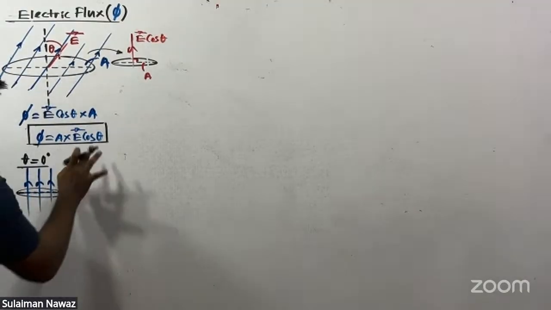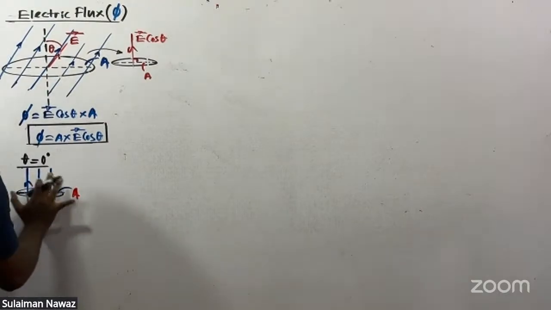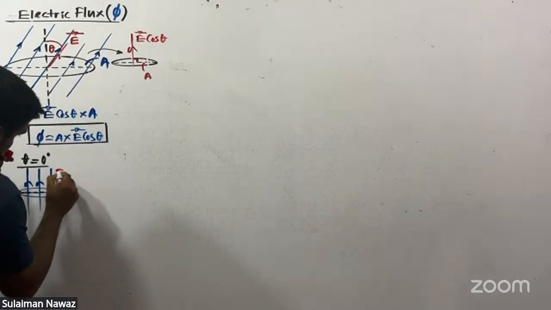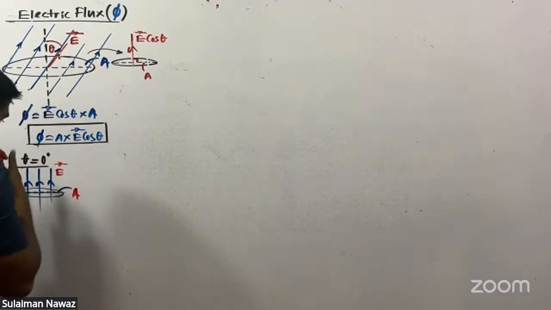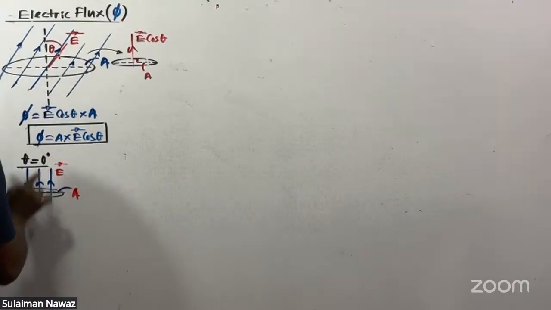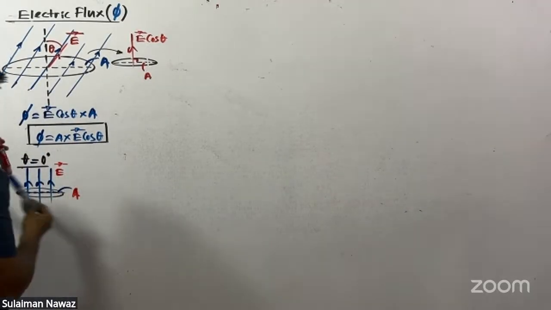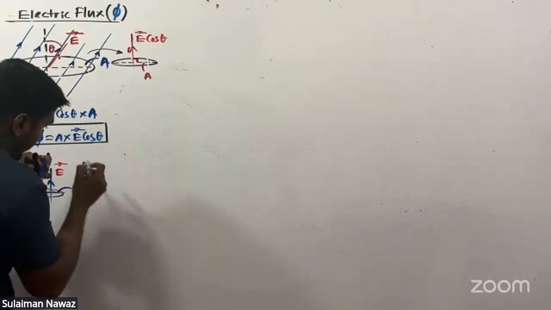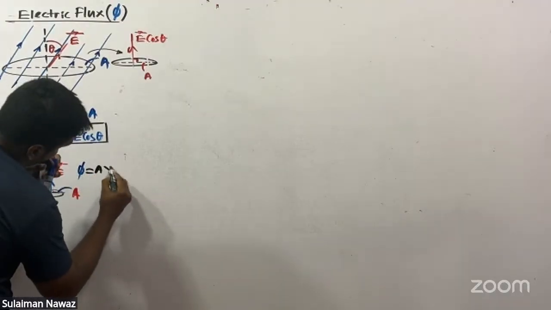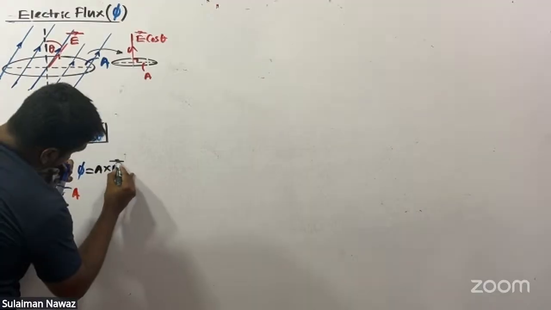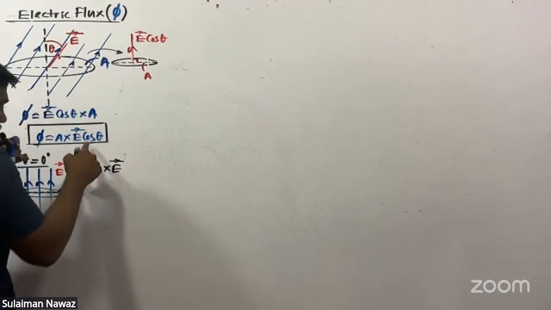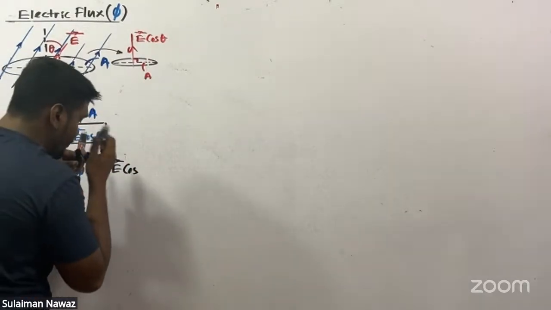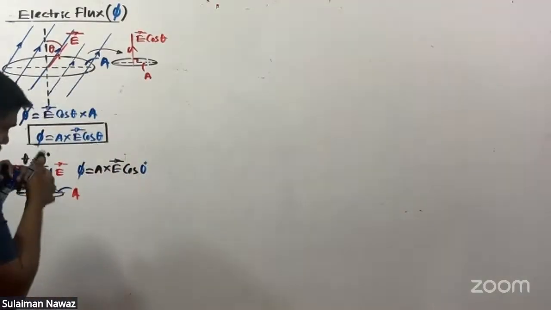So then we know that the electric field intensity is capital E. Then what happens? If you define the electric flux through this capital area, the electric flux is going to be A into capital E into cos theta. Theta is zero, and cos zero, we all know, is going to be 1.